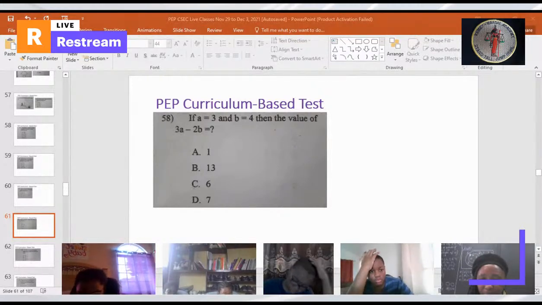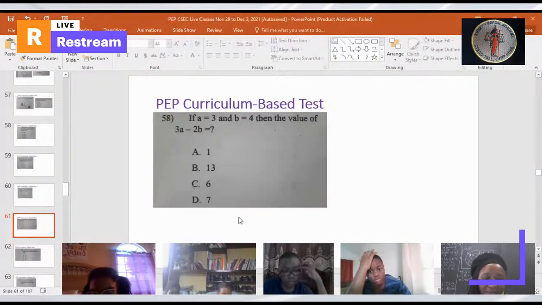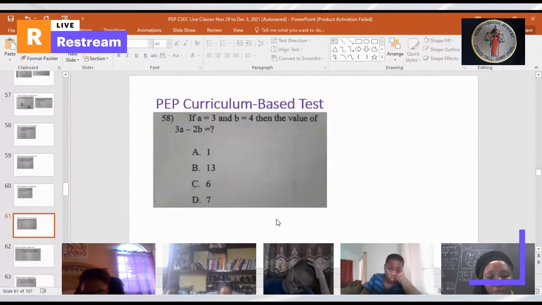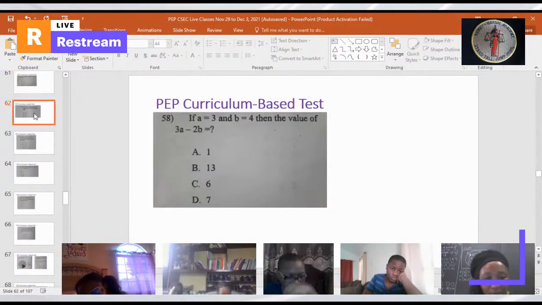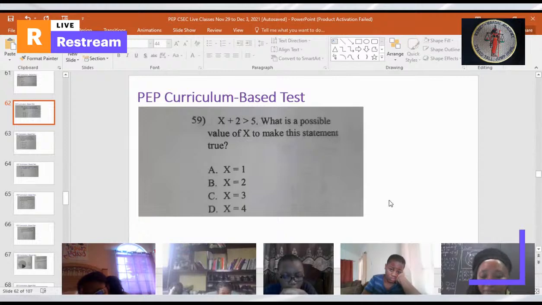So let's break it down. A is 3 and B is 4. So 3A would be 3 times 3, and 2B would be 2 times 4. So that's 9 minus 8, which gives 1. So for 58, the answer is A, 1. Yes, I agree. Okay, so 59.